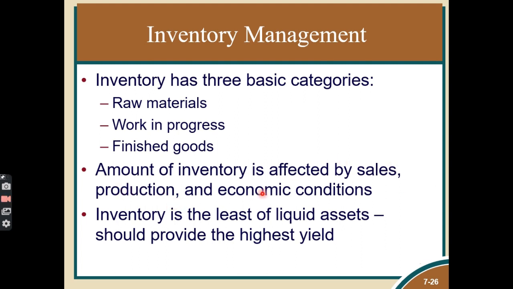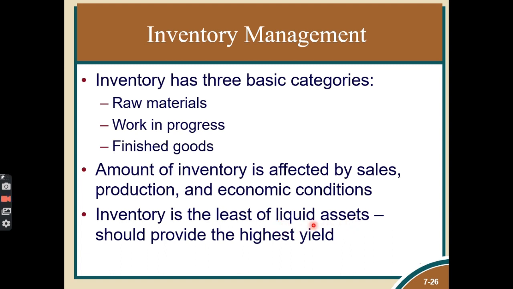Okay? And then finally, economic conditions. What if the economy started to be in recession? So your product becomes unsaleable. Okay, then you're going to have more inventory in stock because you cannot sell the inventory anymore. So you need to consider these three items: the sales, the production, and the economic condition in determining your inventory management policy. Okay? And we also need to understand that inventory is the least liquid asset.